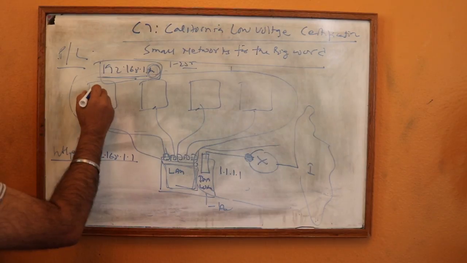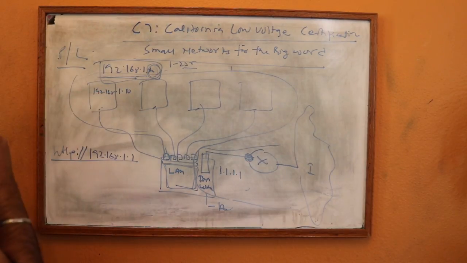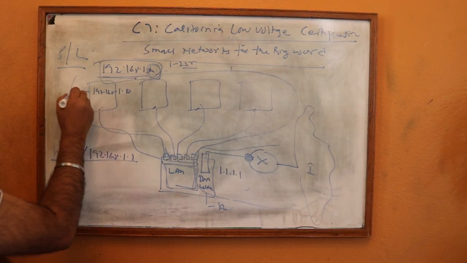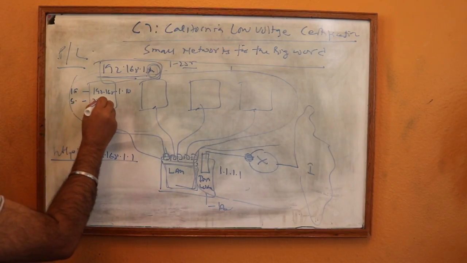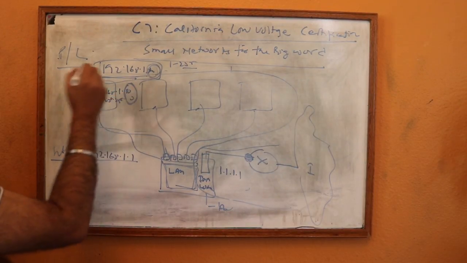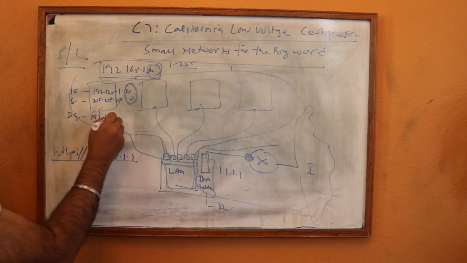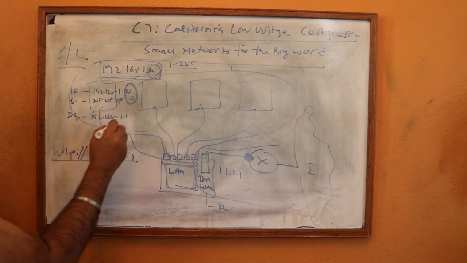The assignment looks like this. What is the IP address? You will say 192.168.1.10, to keep it simple. They will say, what is the subnet mask? You will say the subnet mask is 255.255.255.0 because you are just changing this last octet. They will say, what is the default gateway? You will say 192.168.1.1, and there is a reason why.